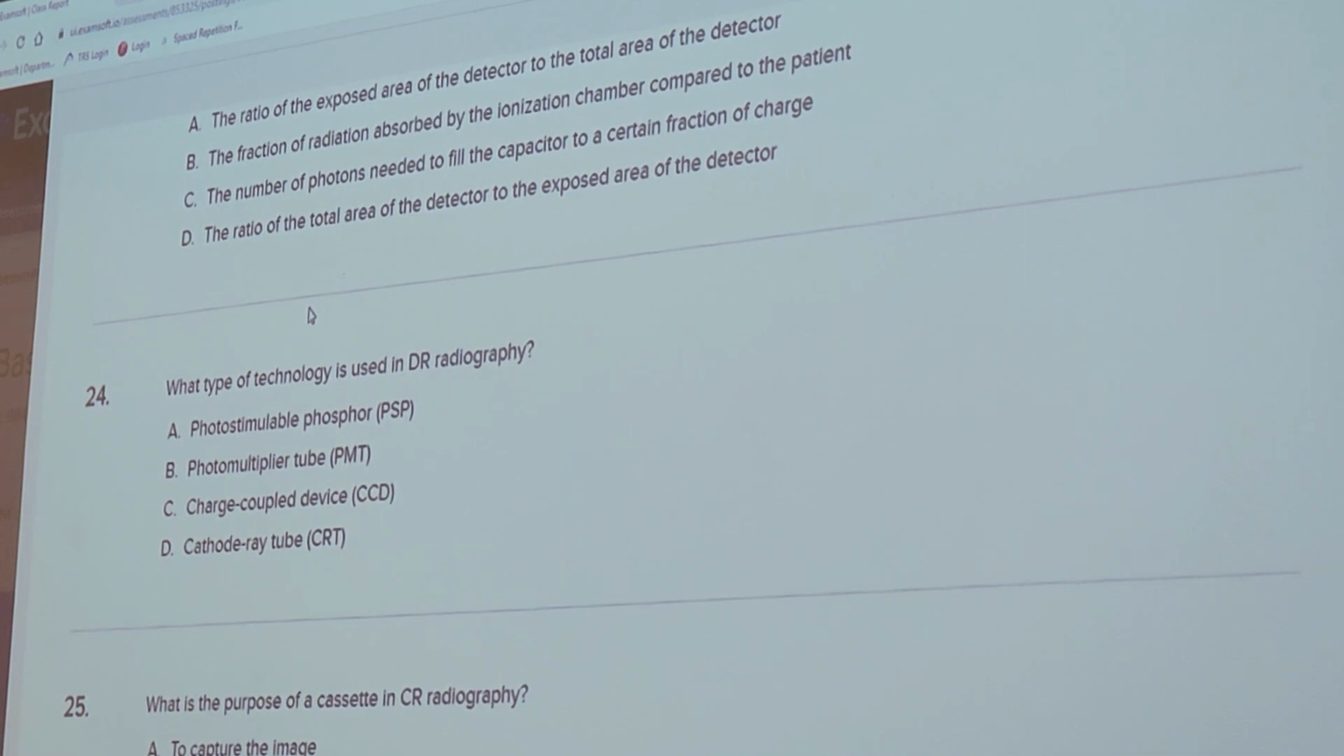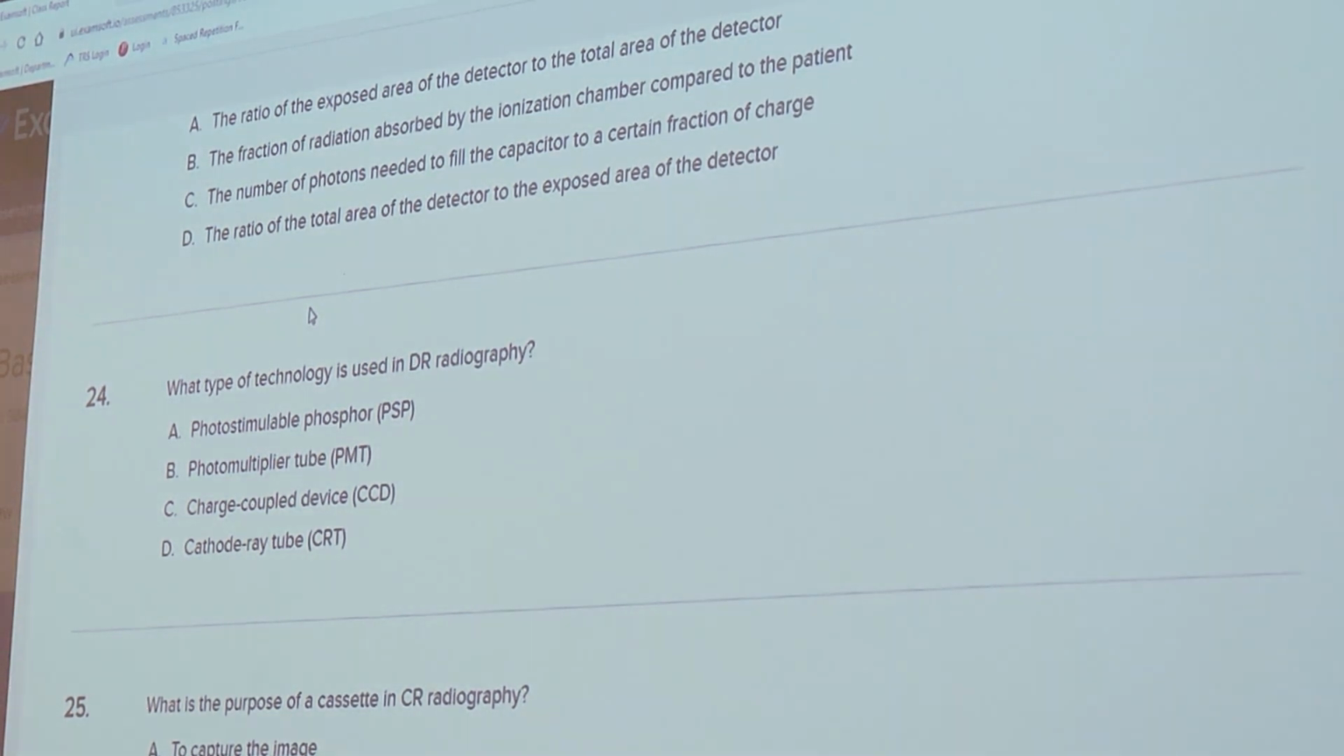So number 24, what type of technology is used in DR radiography? This one is pretty easy. So what would we put for this one? C. C, right? And everything else is mainly found in the CR. Okay. So for charge coupled device, what kind of DR imaging is that?